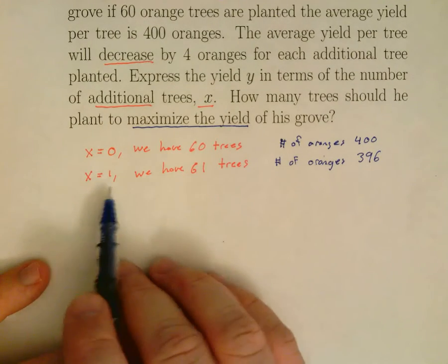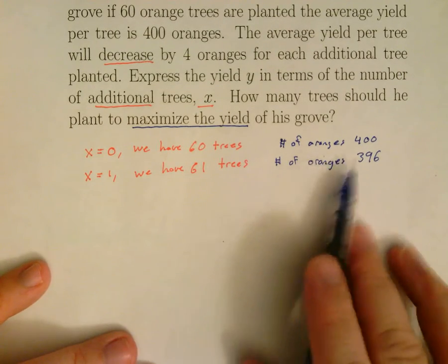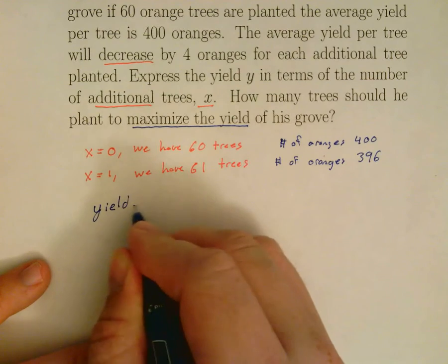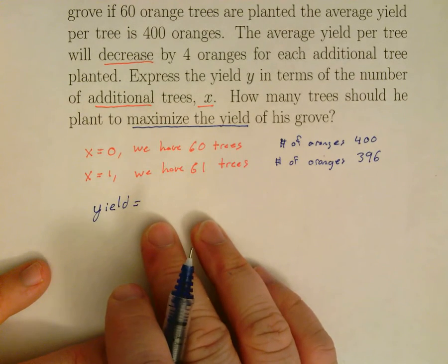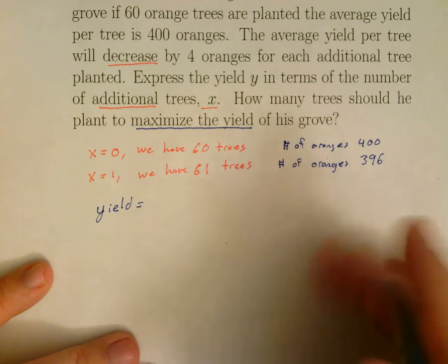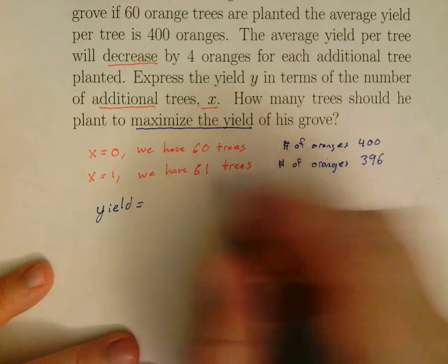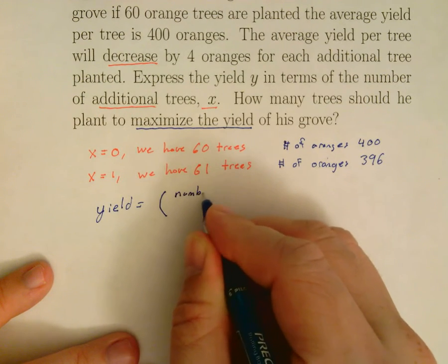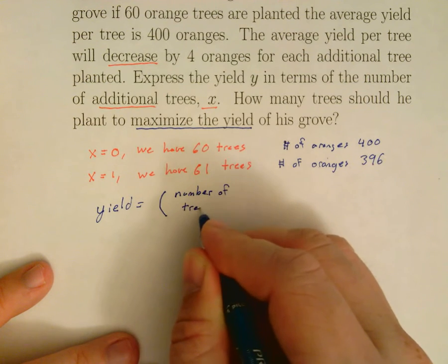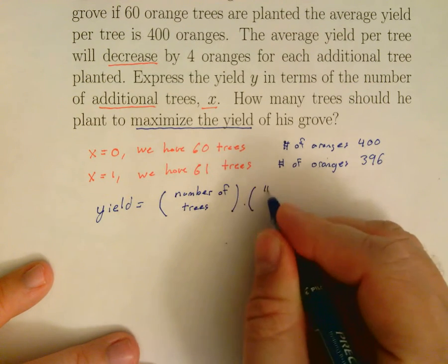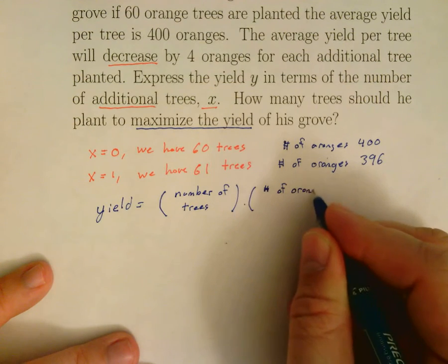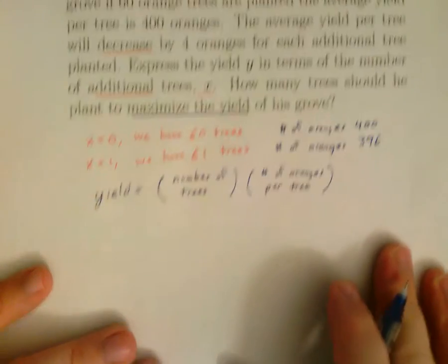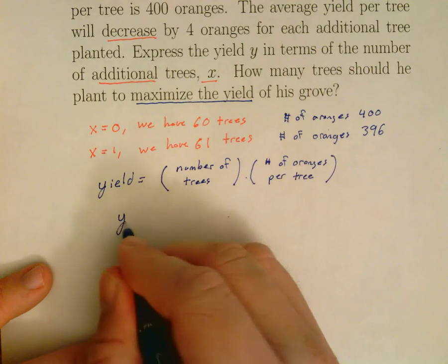Okay, so now that we understand how the x's and the number of oranges are involved, let's actually figure out what our yield is. So our yield is going to be equal to the number of trees times the number of oranges per tree. Again, that's per tree. These are 400 per each individual tree. So the yield is going to be the number of trees times the number of oranges per tree.